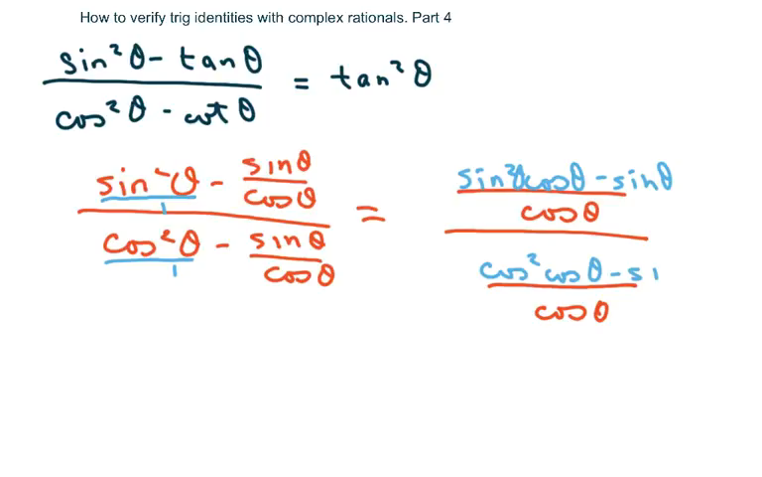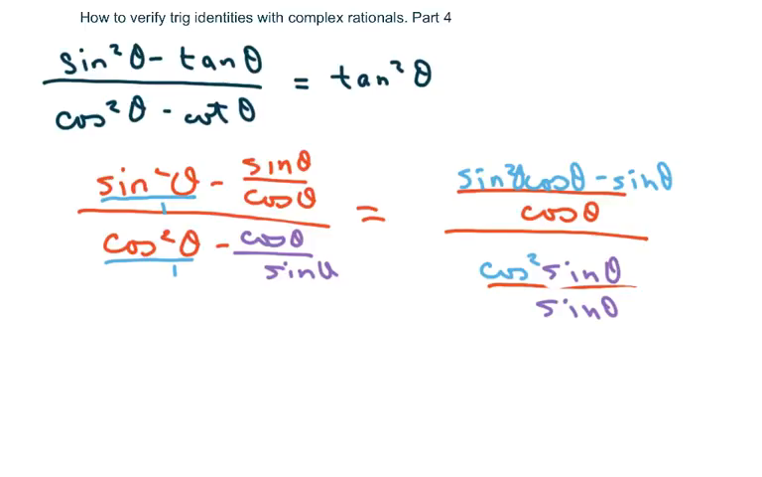Oops. Did y'all notice I wrote this wrong? Alright, sorry. So this is actually cosine of theta over sine of theta. So this is sine of theta. Sorry about that. So sine of theta minus cosine.